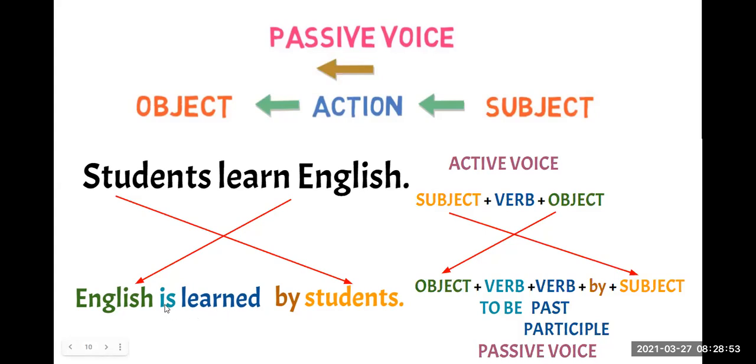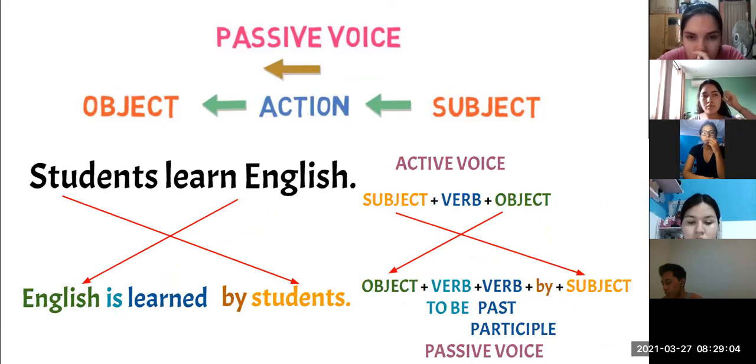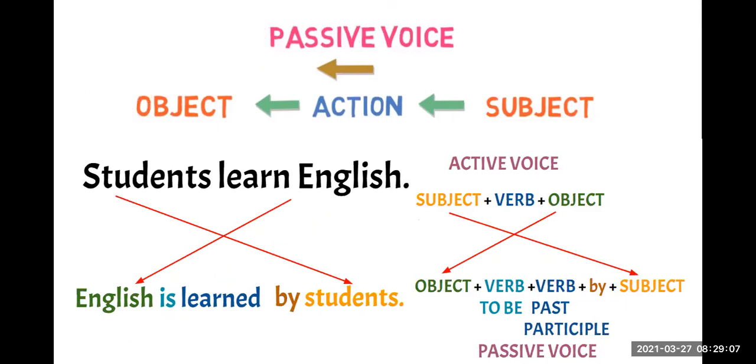Why do you use is learned? Any ideas? Maybe because the object is singular. Okay. Uncountable? Okay, it's uncountable and singular. Any other ideas? Because of the verb here, the verb is in the present simple, right? So that's why my verb to be is in the present simple.